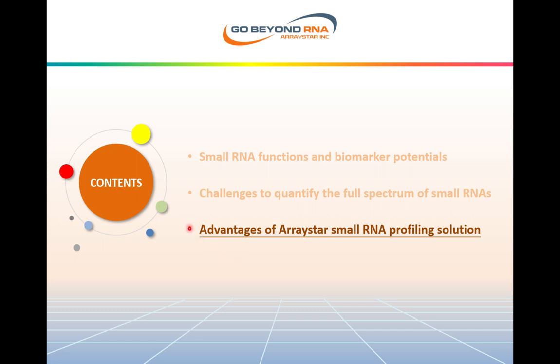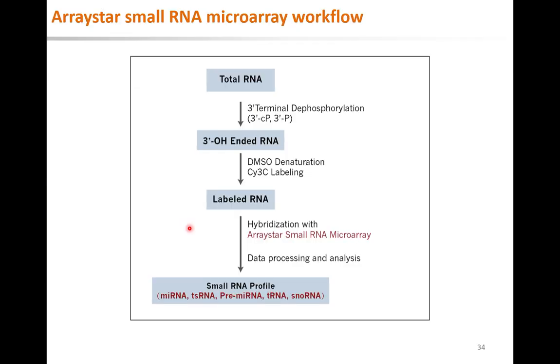A much better way is to use the Arraystar Small RNA microarray to do the small RNA profiling. In the workflow of the small RNA microarray, the RNAs are 3' dephosphorylated by T4 polynucleotide kinase, PNK, to remove the phosphate group P and cyclic phosphate group CP from the 3' ends to expose the hydroxyl group at the 3' end. The fresh 3' hydroxyl end is then ligated with a Cy3 label by T4 RNA ligase. DMSO helps to denature RNA folds to reduce local RNA structural effects. The labeled RNAs are hybridized onto the small RNA microarray containing entire transcriptomes of microRNAs, tsRNAs, pre-miRNAs, tRNAs, and snoRNAs.